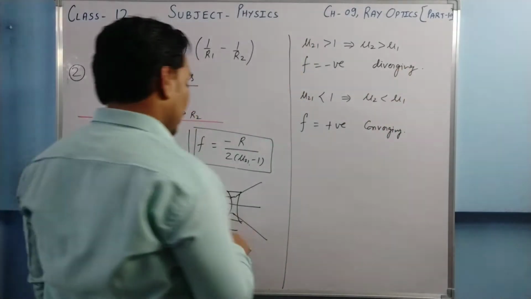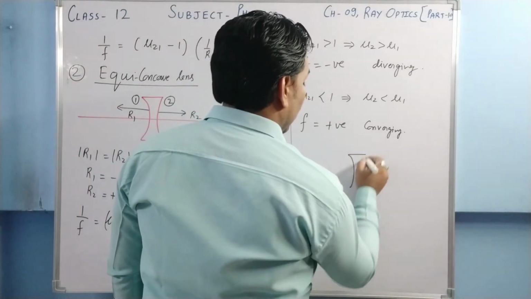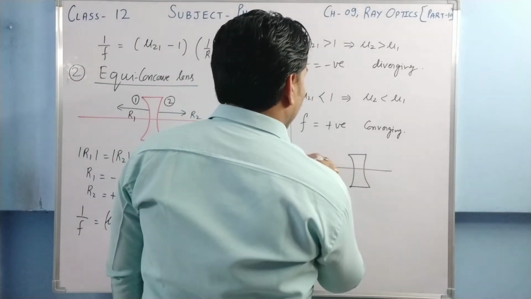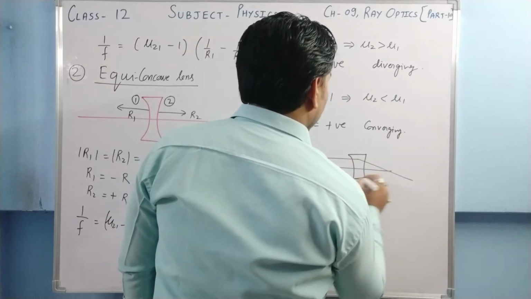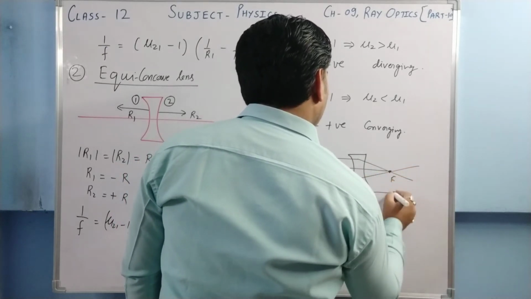For diverging, this is the ray diagram. For converging, this is the ray diagram. Ray of light will go like this. Focal length is positive.